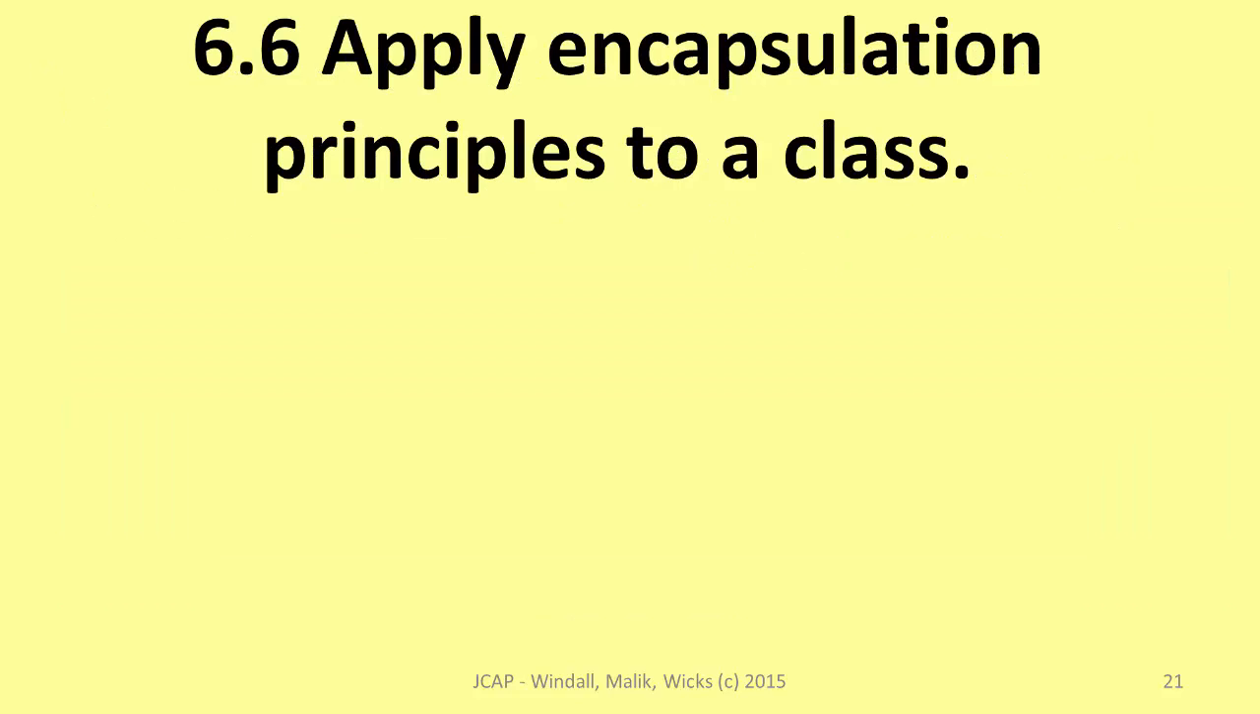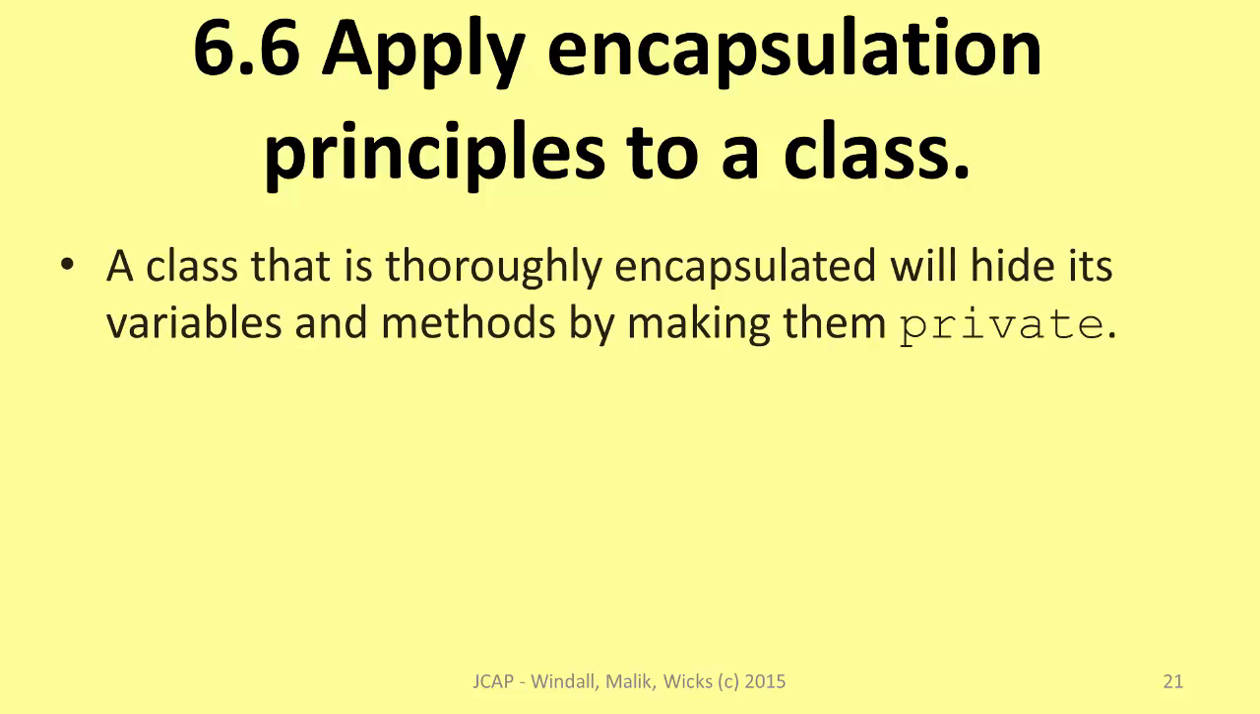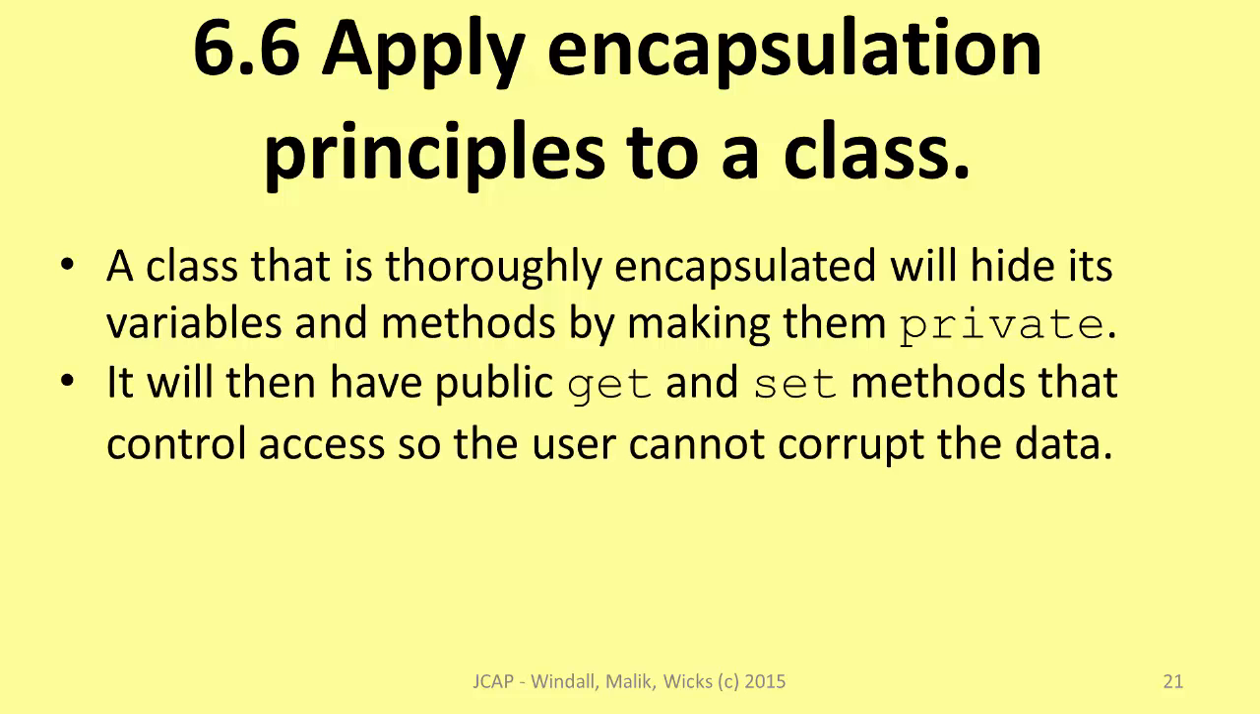Now let's move on to 6.6, encapsulation. Encapsulation is really useful. It makes your code very much more bulletproof. A class that is thoroughly encapsulated will hide its variables and its main methods by making them all private. So it hides all its workings. To get at anything in that class, we use get and set methods that control the access so that the user cannot corrupt the data or see how things are done.